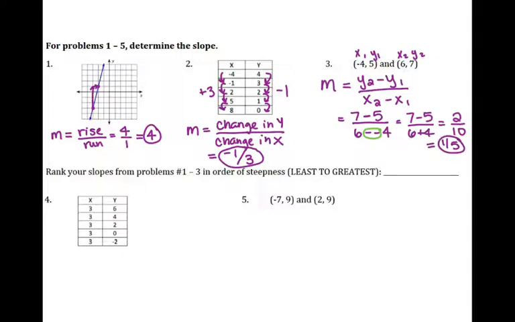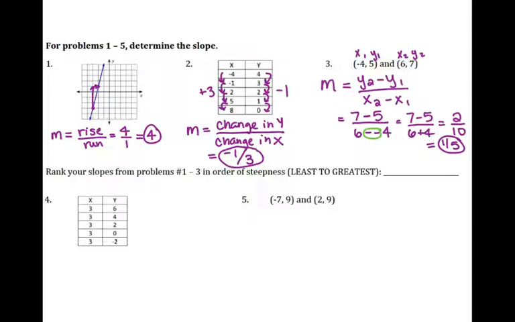Okay. Now, it tells us to rank our slopes from problems 1 to 3 in order of steepness, from the least steep to the greatest. So, whichever one has the lowest steepness to the highest steepness. Now, in terms of steepness, what you are looking for is the lowest number to the highest number.